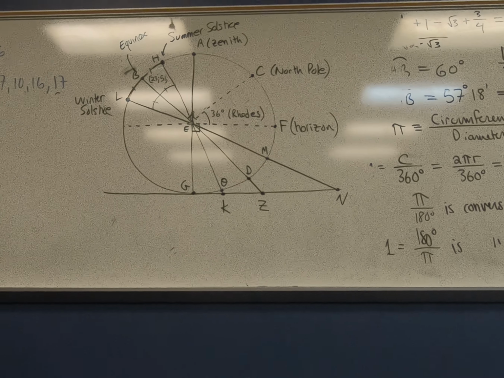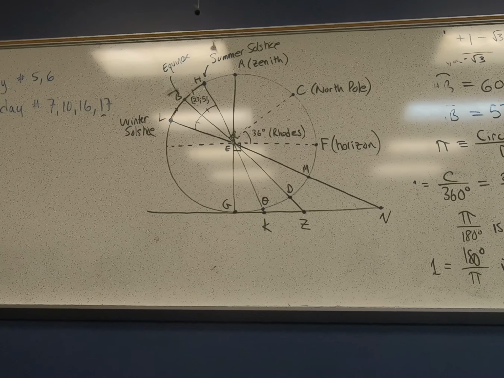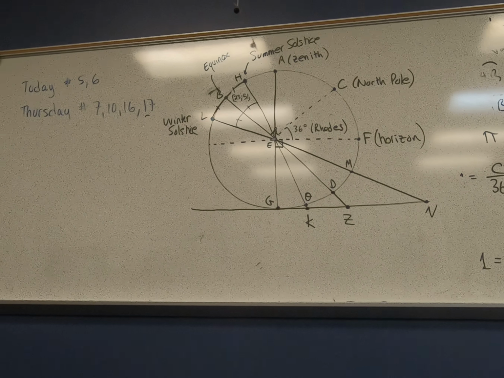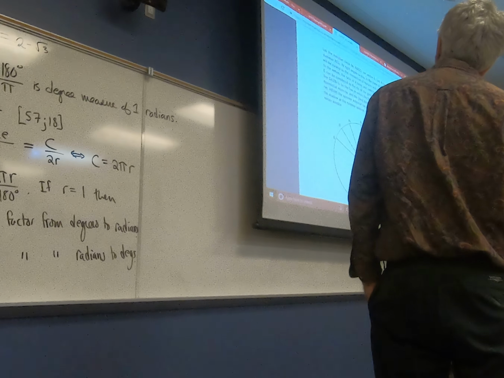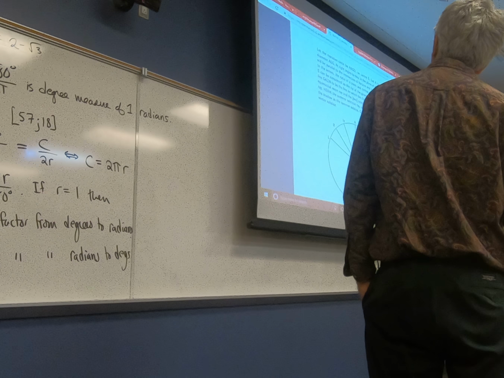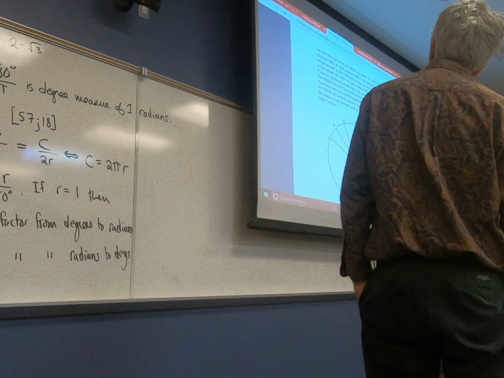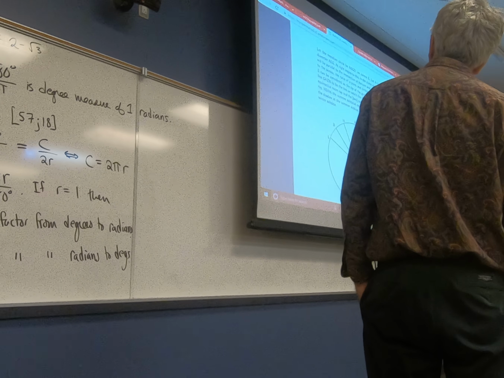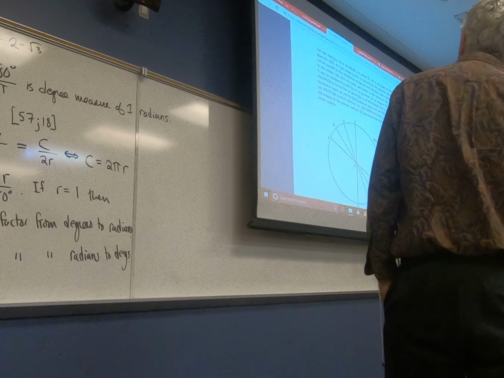Draw diameter AEG. Okay, so that's going to be the zenith line, right? At right angles to this, in the plane of the meridian, draw GKZN.